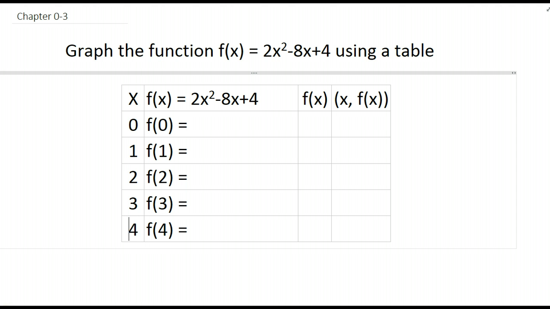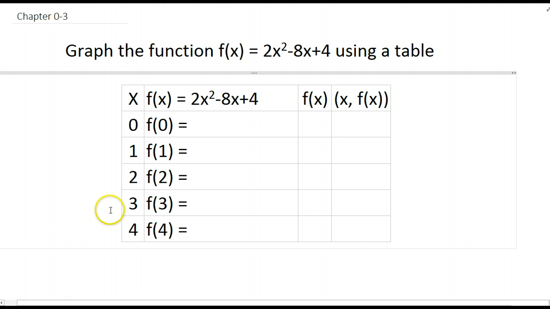Okay, so I have a table. This is on page P9, step 1, where the header row is the value we're going to put in for x. Then the next column is our function, f of x equals 2x squared minus 8x plus 4. Third column is the f of x, which is our y value. And the last column is our ordered pair, open paren x comma f of x close paren. And those are the ordered pairs that we're going to graph.